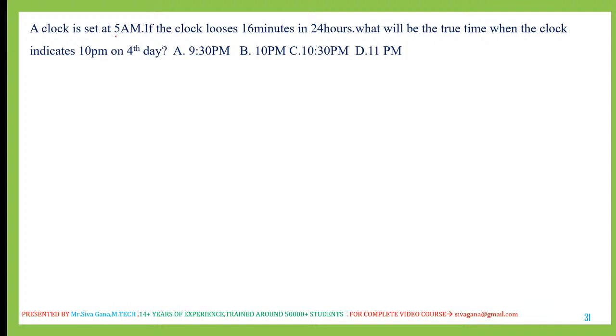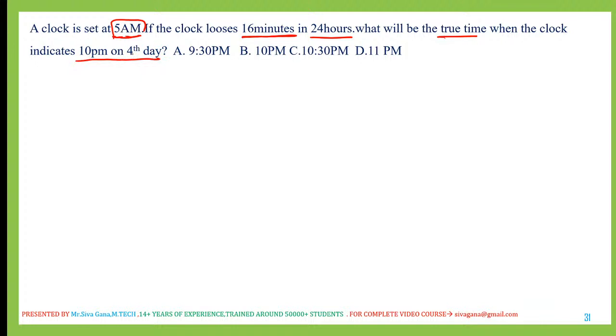A clock is set at 5 a.m. If the clock loses 16 minutes in 24 hours, what will be the true time when the clock indicates 10 p.m. on the 4th day?